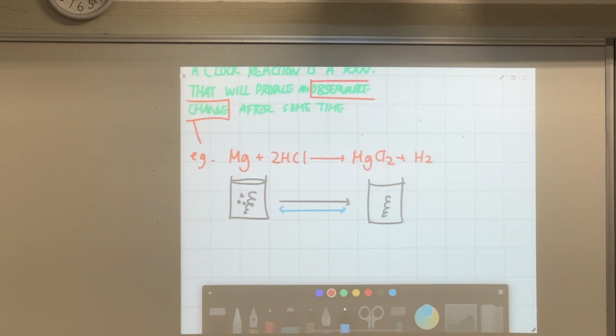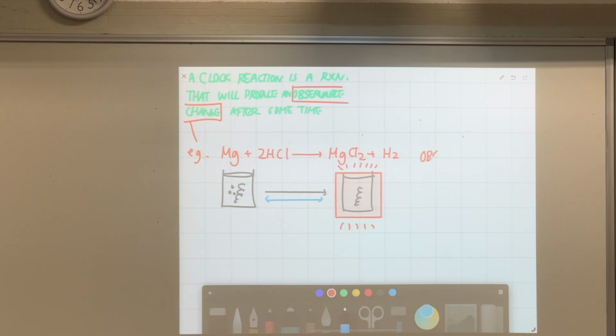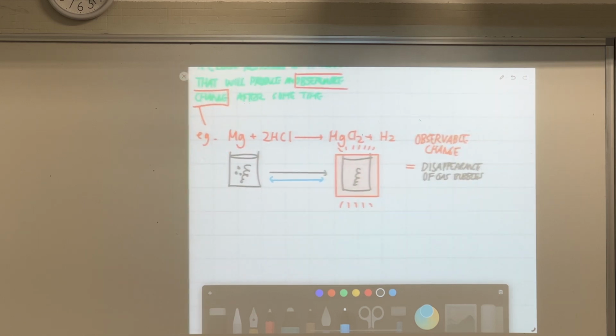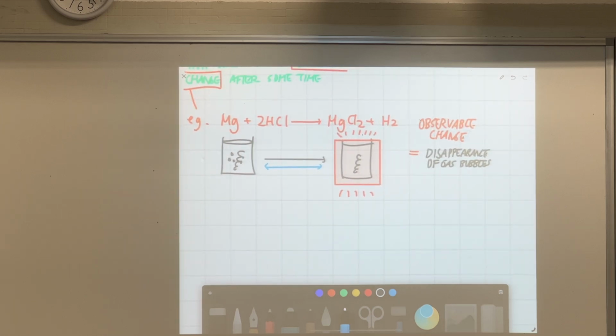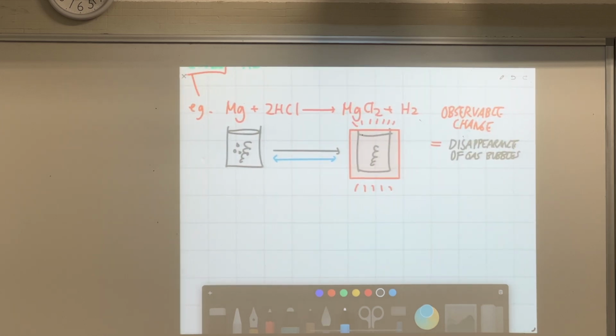So this event being the bubbles no longer form. In this case, can you write down what the observable change is? The observable change is the disappearance of gas bubbles. And we will now learn another two clock reactions. In this chapter they are very hard. The first one is the sulfur clock reaction.